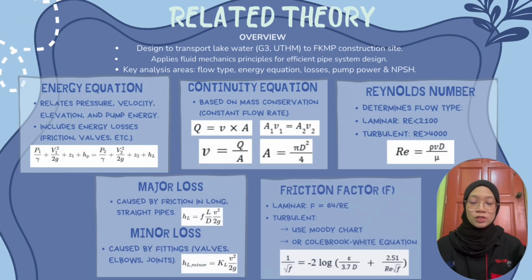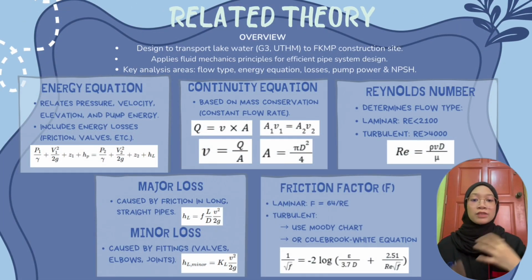Next is related theory. Basically, the piping system that we have designed is to transport the lake water from G3 to the FKMP construction site. In this system design, we have applied a few fluid mechanics principles to get an efficient pipe system design. We conducted key analyses such as flow type, energy equation, losses, pump power and NPSH. I will go through one by one the equations related to the theory that we have used in this design.